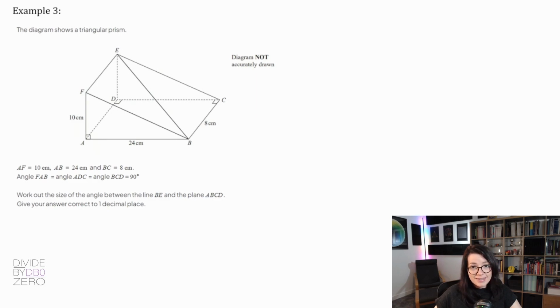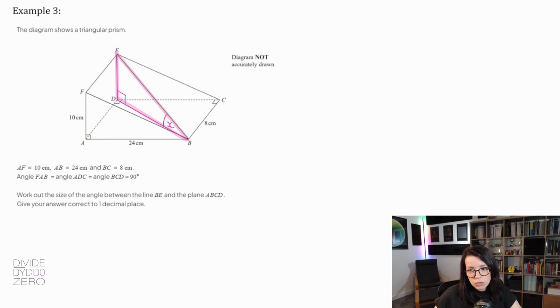Now, a plane, you can think of that as just a flat surface. So in this case, the plane ABCD is the rectangle that's on the base of the prism. The angle between BE and the base of the prism will be easier to see if we draw another triangle within the prism. So something like this, and it's this angle here that they want. Okay, so again, I'm just going to highlight that triangle in pink.